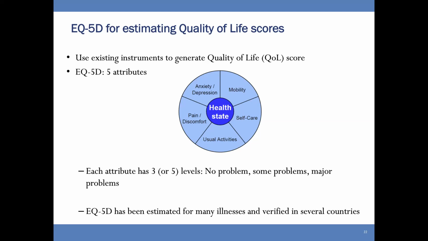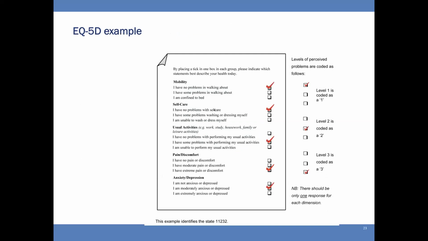Okay. And EQ5D has been estimated for several illnesses, and it has been validated in several countries. Now I'm going to give you one example of how you can operationalize this. Okay, so this is the survey, right? There are 5 dimensions. For each dimension you have 3 choices here.